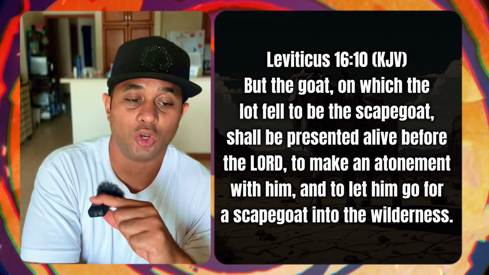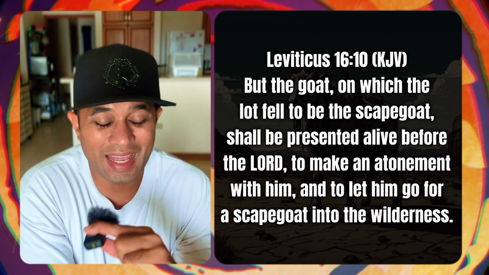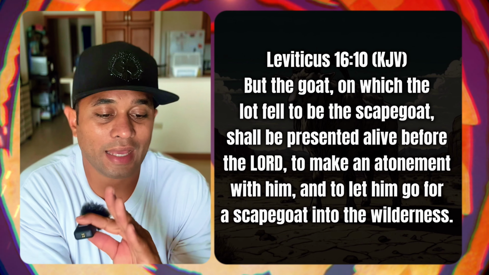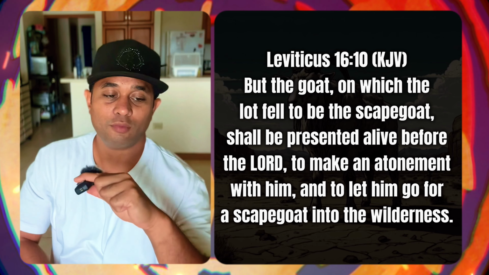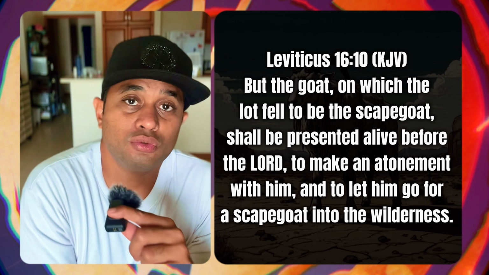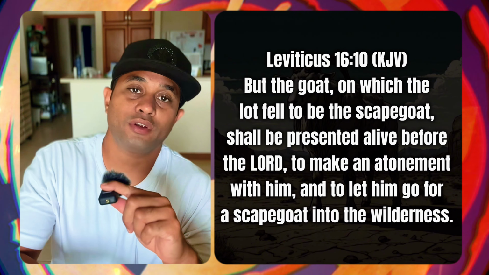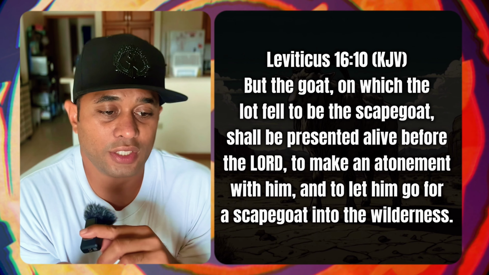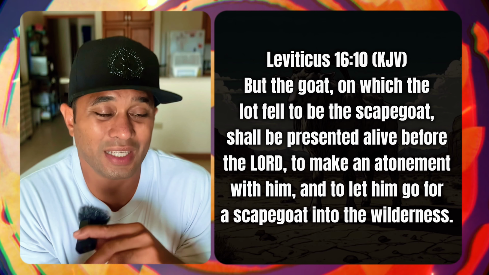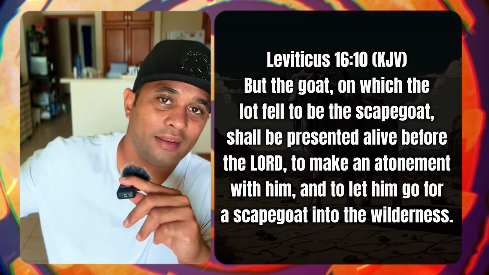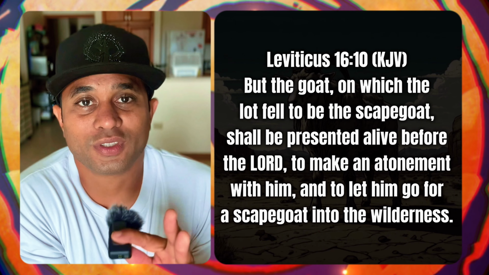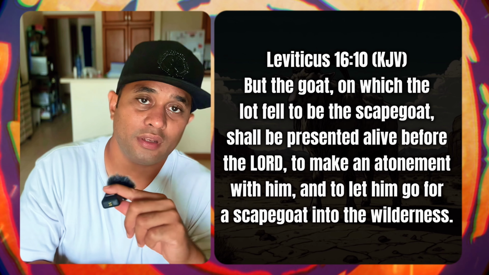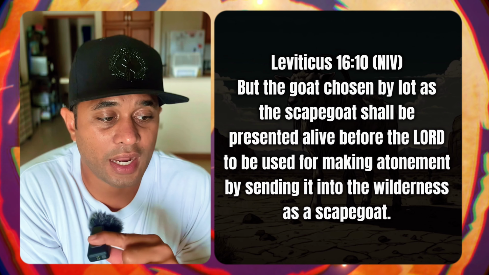But the goat on which the lot fell to be the scapegoat shall be presented alive before the Lord to make an atonement with him and to let him go for a scapegoat into the wilderness. Okay, so there is an issue here. There's a problem. The problem is the English translation, the King James Version, is not in line with the original text, the Hebrew text. Let's look at another version, New International Version, NIV.